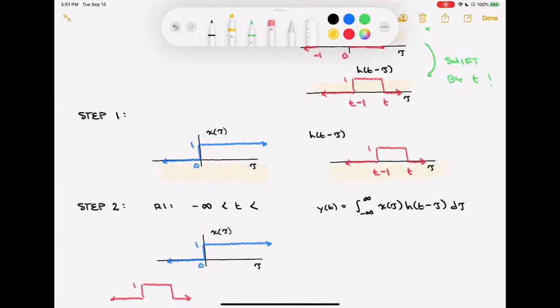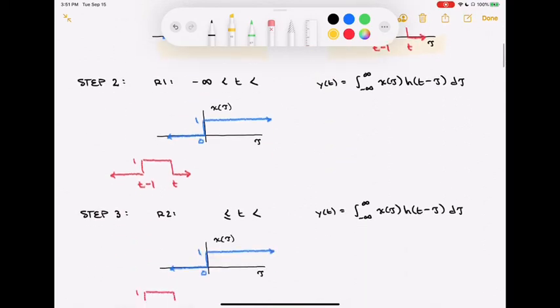Step two involves looking at the region that starts at minus infinity and goes up to some time where the convolution integral has a particular fixed form. We're going to try to demonstrate this with a little bit of motion. We know that our output, y(t), is a function of time. We're looking at different values of t. We're going to look at a group of values of t for which the integral of x(tau) times h(t minus tau) has a particular form.